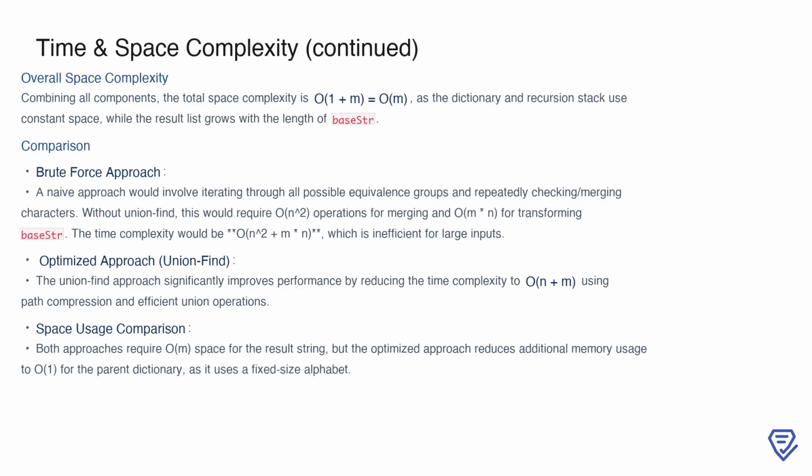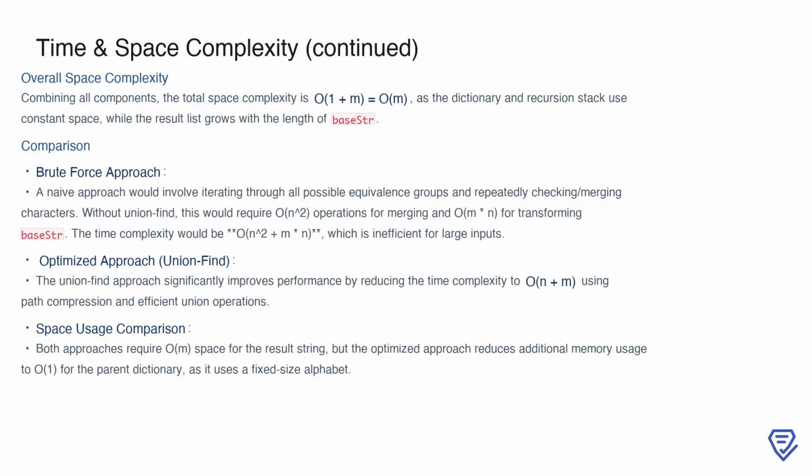The overall space complexity is O(1 + m), which simplifies to O(m). This reflects the constant space used by the parent dictionary and recursion stack, combined with the space needed to store the transformed base str. Comparing this to a brute force approach, the optimized solution clearly stands out.